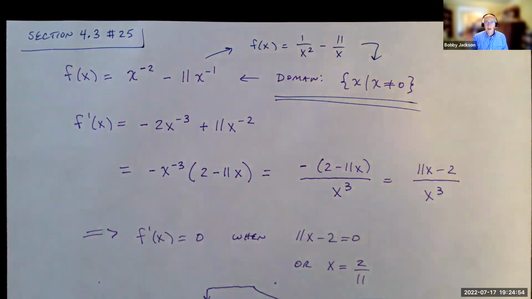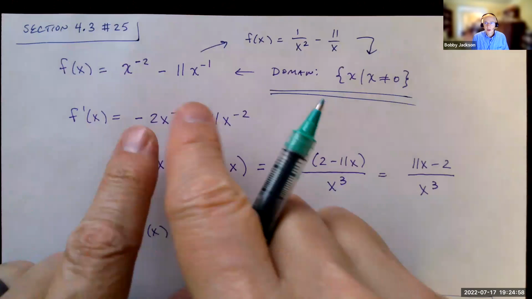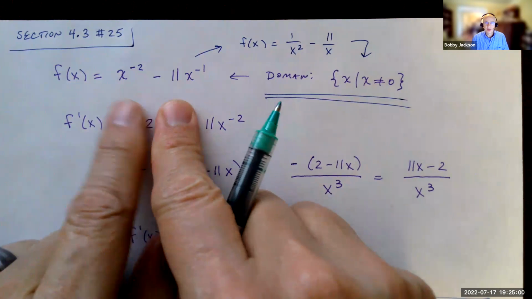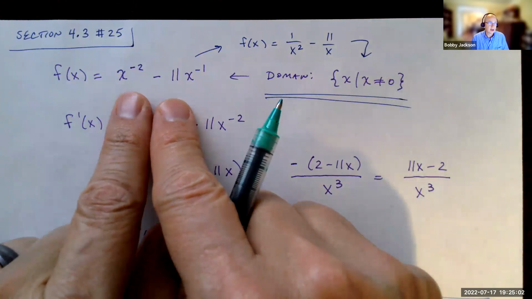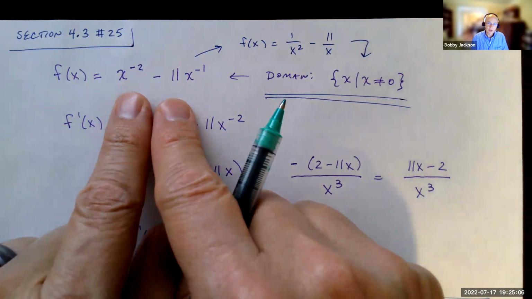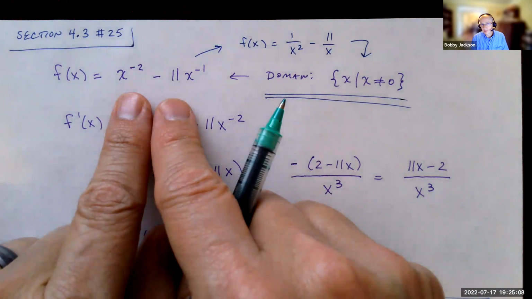Hey everyone, let's look at number 25 in section 4.3. I think it's the last one. You have a function similar to this one here, and you're asked to find critical points, identify which critical points give rise to your local maxes or local mins, and then find the intervals where you're increasing or decreasing.